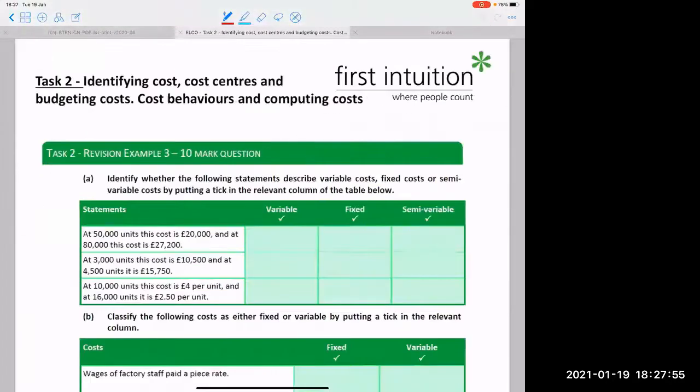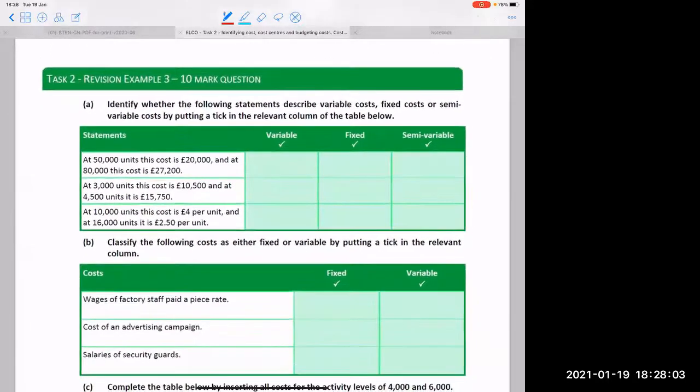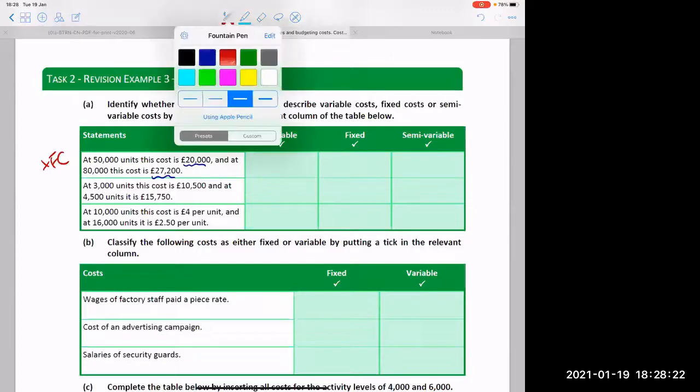Over the page then, the most complicated example of a task, task 2 that we've got. We'll go through this, fairly similar to what we've already seen. Certainly we are starting to recognise this part A. At 50,000 units, the cost is £20,000. At 80,000 units, the cost is £27,200. We're ruling out fixed costs, aren't we, guys? Because total cost has moved.